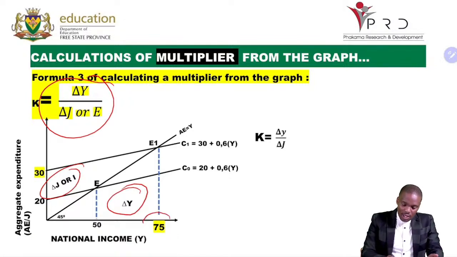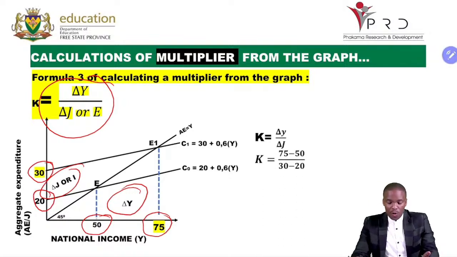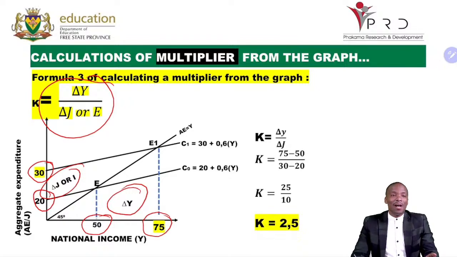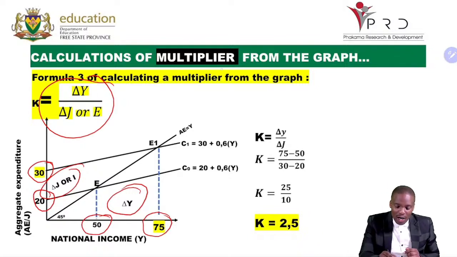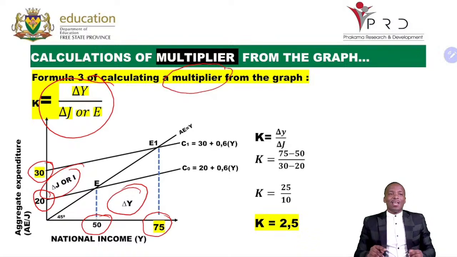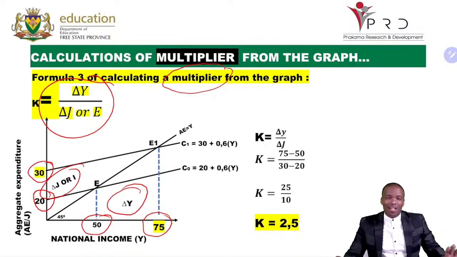You check, I'm at 75, I am from 50. That side, I'm at 30, I am from 20. So you're calculating the multiplier now. So it's 75 minus 50 divided by 30 minus 20. K is equal to 25 divided by 10. And then the final answer is what? 2,5. So in a way, you are reversing the equation where you are calculating the value of the multiplier, given a complete set of a graph.